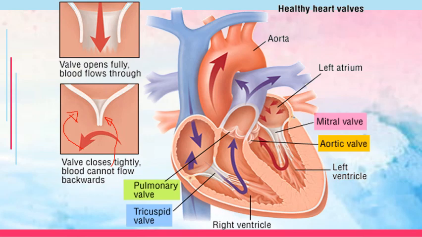So for ventricular filling to occur, your atrioventricular valves are open, but your semilunar valves are closed. Just as a quick recap, on the right side, you have your tricuspid valve and then your pulmonic valve. On the left side, you have your mitral valve and then your aortic valve.